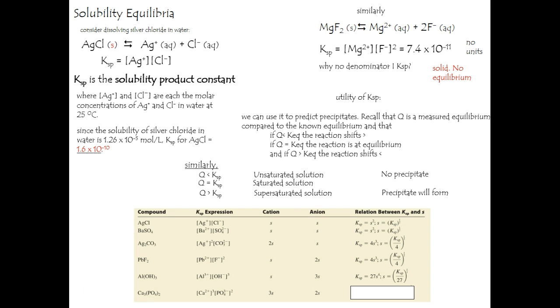That sounded like 27 times 4, 54. It's 108s to the 5th. And the S value would be equal to the 5th root of Ksp over 108. And it rarely goes up that high. But that's how we can relate S to Ksp, how we can relate Q to Ksp, and how we can understand solubility, equilibrium in general.